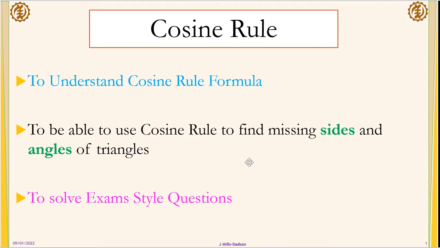This is lesson 4 on advanced trigonometry, cosine rule. In this lesson we'll be talking about the derivation of the cosine rule formula and how to use the cosine rule to work out missing sides and angles of triangles. And as usual, we'll go through exam style questions.